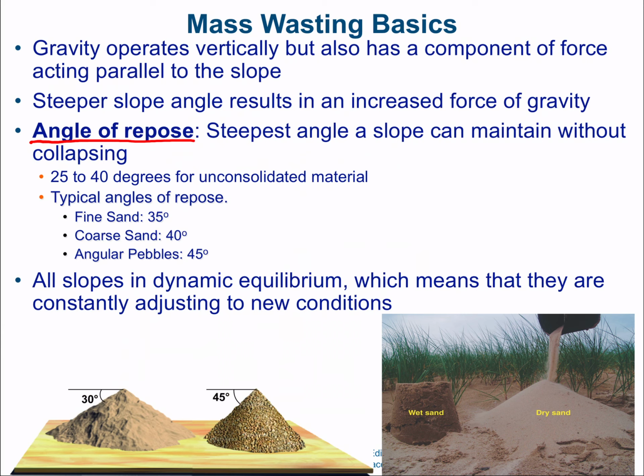For example, fine sand is about 35 degrees, coarse sand is about 40 degrees, and angular pebbles would be about 45 degrees. So if you wanted to build a house on a mound of fine sand and you sloped that mound at 40 degrees, it wouldn't be stable. That sand would collapse until it reached 35 degrees. Now, we say slopes are in dynamic equilibrium. Dynamic equilibrium means changing. They're constantly adjusting to new conditions.